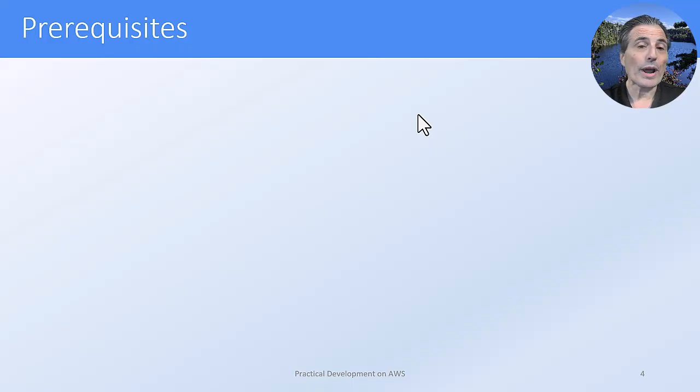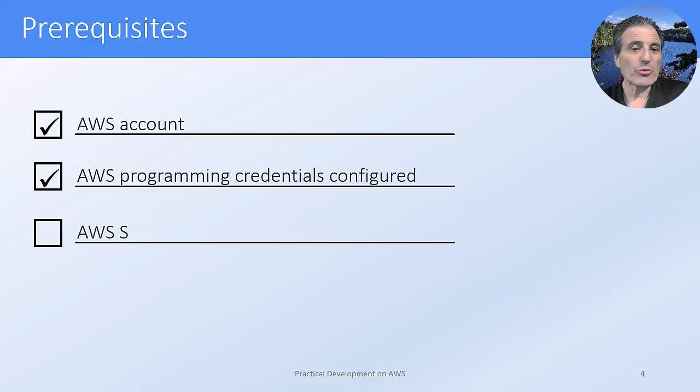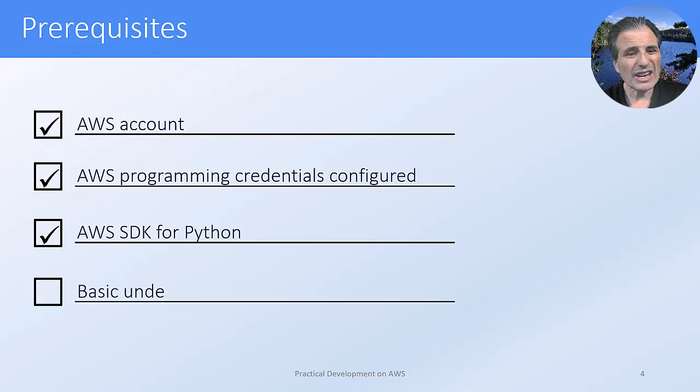Let's begin with the prerequisites. You're going to need an AWS account, AWS programming credentials, and the AWS SDK for Python. I got you covered with those three because I have a video that I'm going to link in the description. But you're also going to need a little basic understanding of IAM, but honestly that's not too tough and you're not going to need to go very deep for this video.